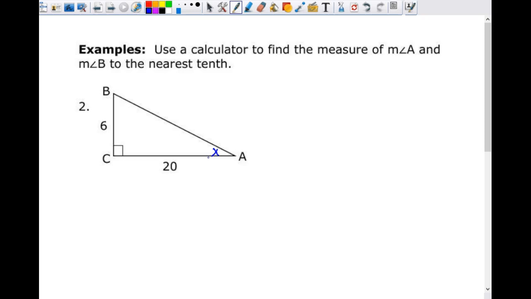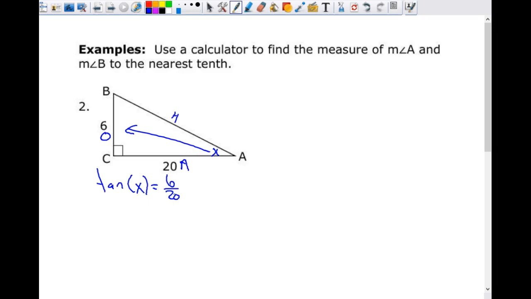In order to figure that out, you need to figure out what function we're going to use. We're going to use opposite here, and we're going to use an adjacent here. Hypotenuse is up there, but why am I not choosing hypotenuse? There's nothing there. There's no information. So, opposite and adjacent is, if you look on the board, tangent. Tangent of x is equal to opposite 6 over adjacent 20.